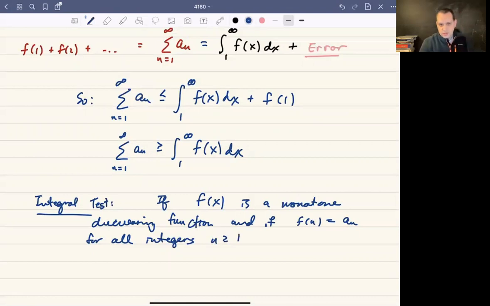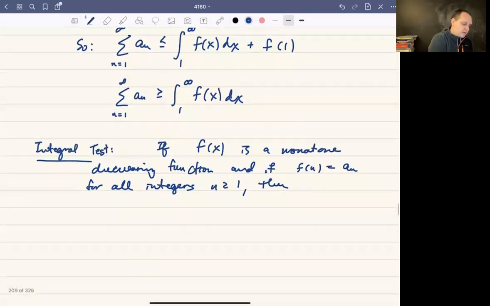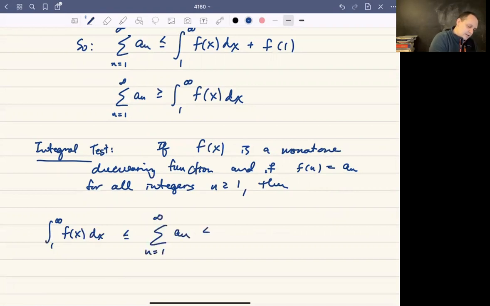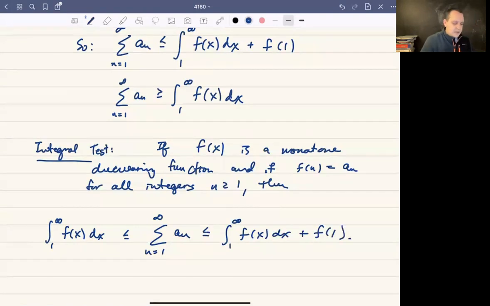Okay, I'm just going to start this at 1, and then you can adjust this if this starts at 0. Just change all the 1s to 0s, of course. Then we have the following. So the integral from 1 to infinity of f is going to be less than or equal to the sum, a sub n, as n goes from 1 to infinity. And that's less than or equal to the integral from 1 to infinity plus f of 1. Okay, and so that's what's called the integral test.